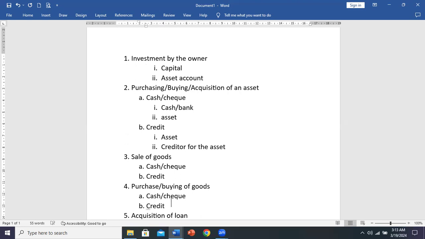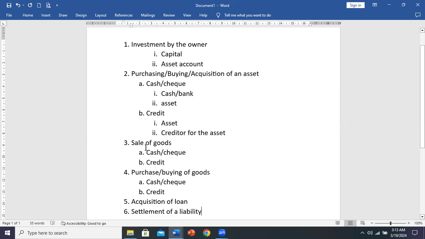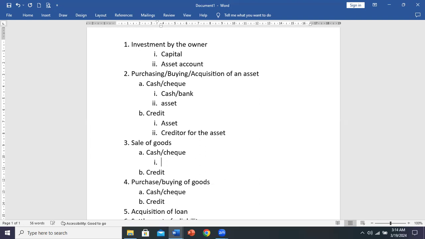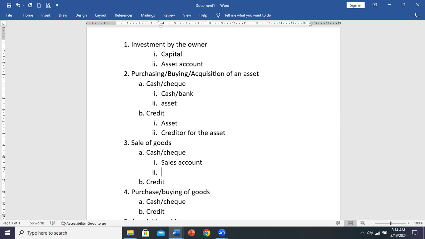When you come to sale of goods, one thing you have to pay attention to is that anytime you sell goods, the first account is the sales account. And the second account will be cash or bank if it is cash or check sales. And for a credit sale, you would have a debtor. So in the case of the first one, which is cash or check, we have our sales account, then we have our cash or bank account. If the sales was on credit, we are still going to have our sales account, but this time we'll have the debtors account.